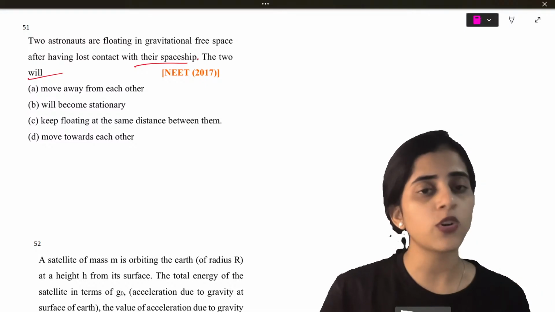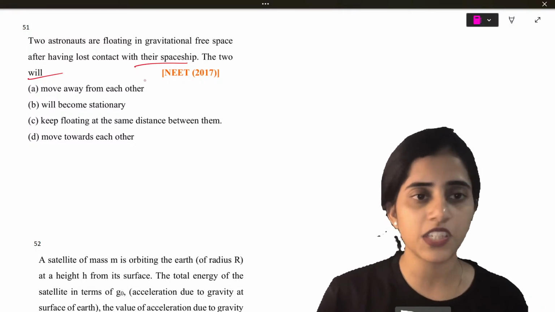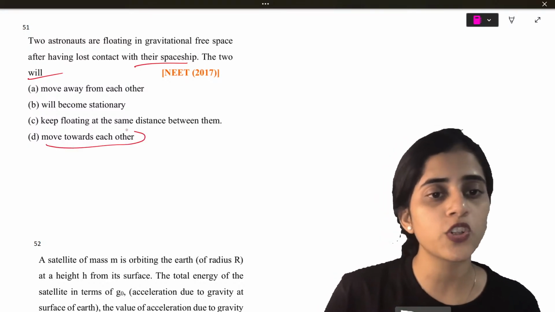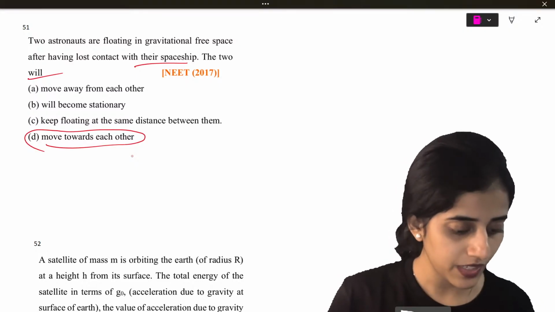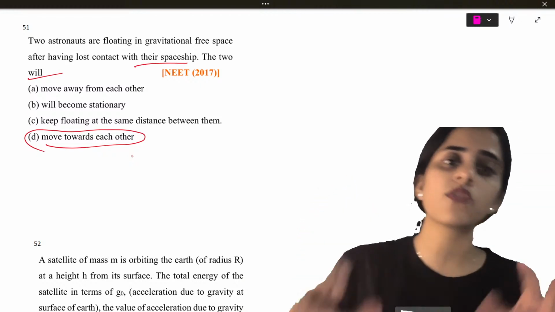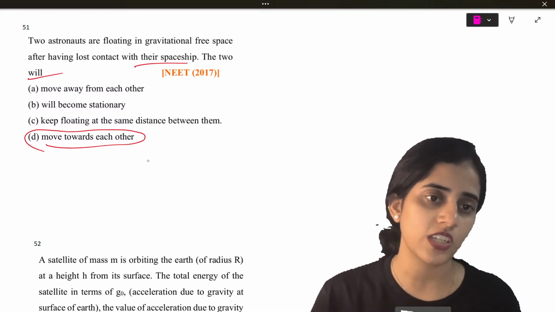See, two astronauts are floating in gravitational free space after having lost connectivity. They will definitely move towards each other. Why? Because they are in a condition of weightlessness, and gravitational force is the only force that they have, so that will pull them towards each other.